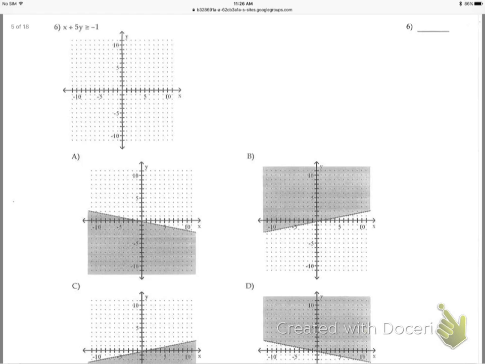All right, let's try that one. Same kind of thing, right? Graphing again, got to get y alone. So solve for y there.